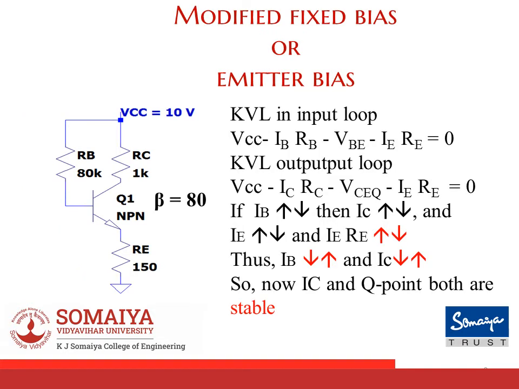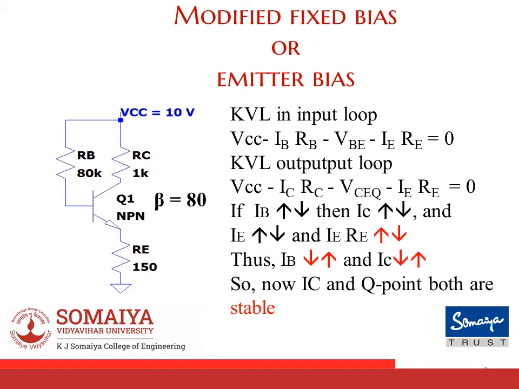Fixed bias or emitter bias. The only modification is you've added an emitter resistor to a fixed bias circuit. Now if you look into the KVL input loop, it says VCC minus IB RB minus VBE minus IE RE is equal to 0, and the output loop says VCC minus IC RC minus VCEQ minus IE RE is equal to 0.